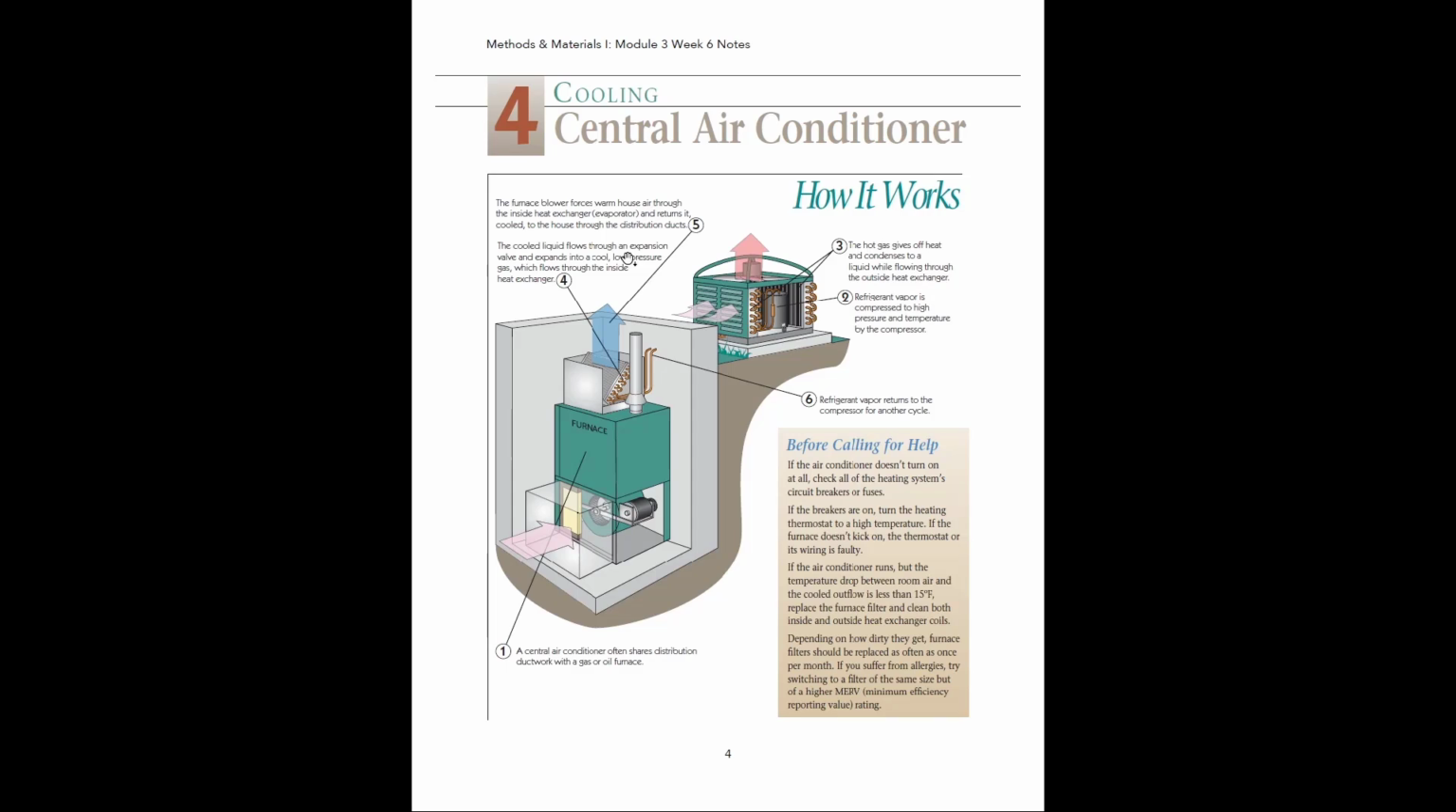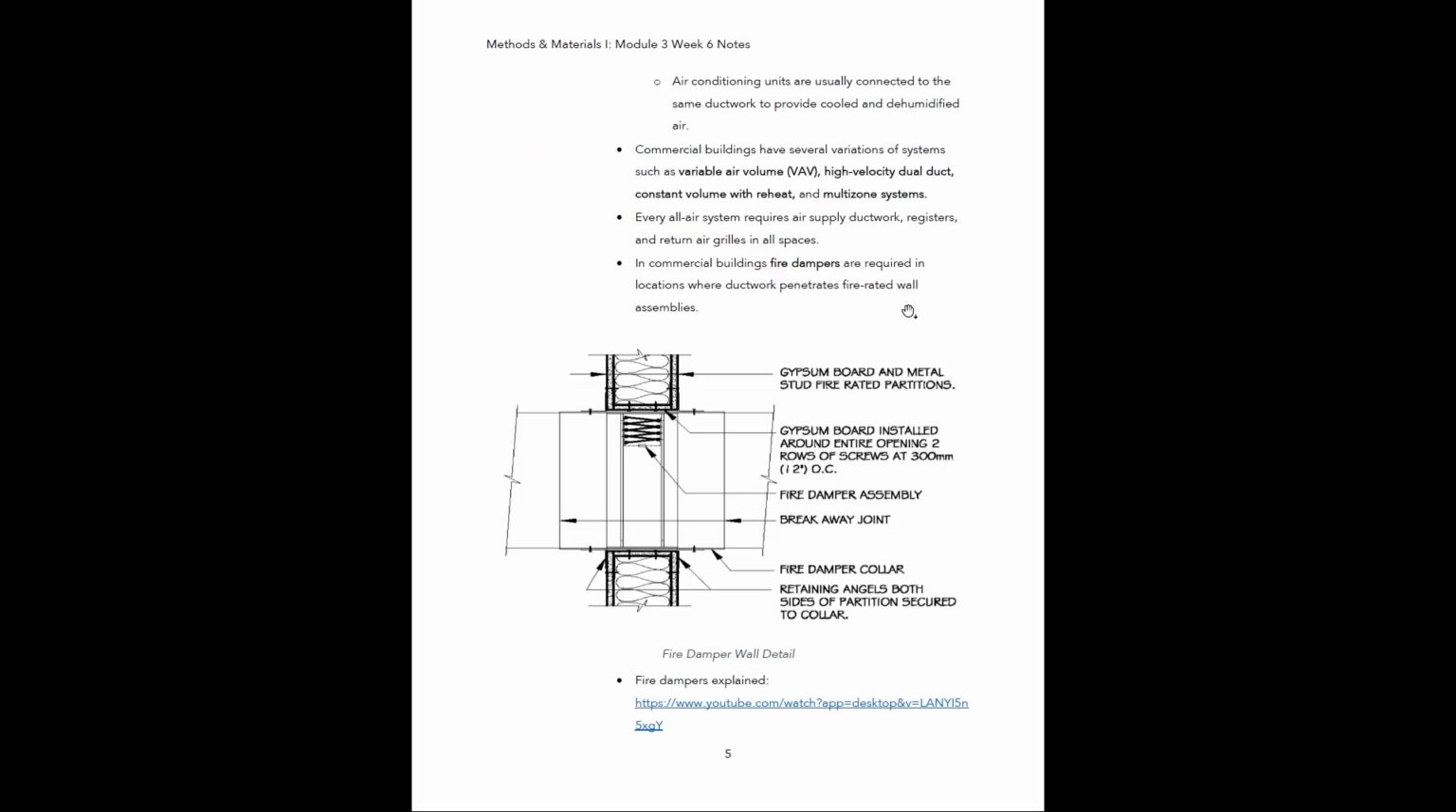And then that circular system is still in play with an air conditioning system. It's just that the air is cooler, right? But this air conditioning unit is going to tie directly into the existing ductwork, and it's going to use the same exact ductwork as the heating system. Air conditioning units are usually connected to the same ductwork to provide cooled and dehumidified air.